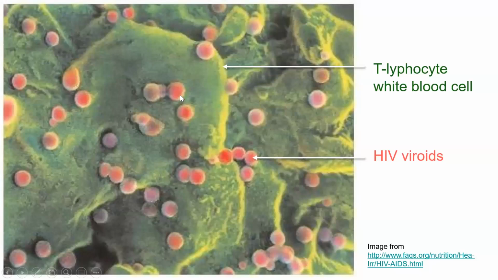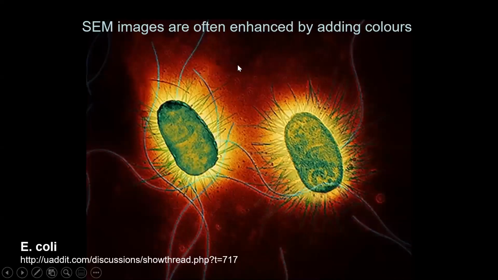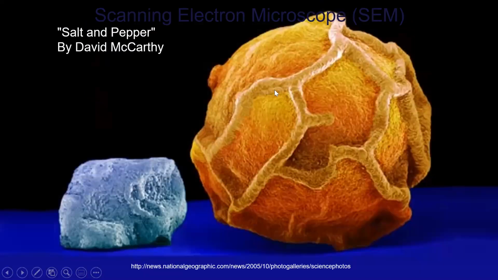Here's another colorized one. This is showing the HIV virus budding from a white blood cell. And like I said, lots of nice pictures out there that people have done. Here's a really stunning one of E. coli, and you can see colorized, you can see all sorts of cellular features. So we're seeing a lot more features of these things than you would see with a light microscope. Here's a little bit of art, salt and pepper. So salt crystal and a peppercorn side by side. I thought that one was pretty cool.